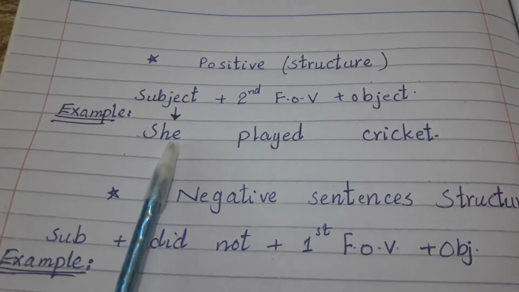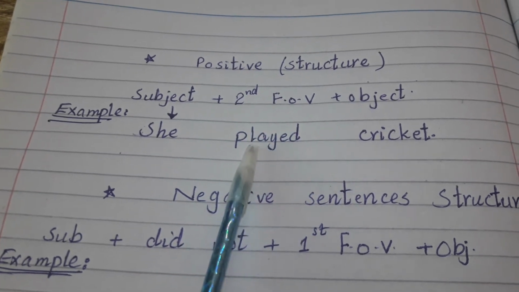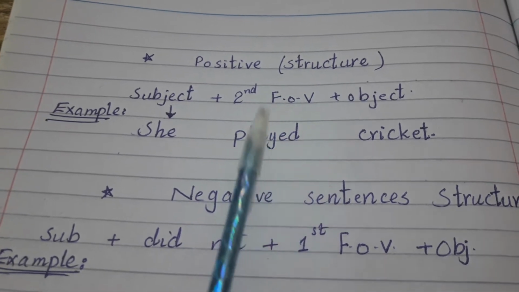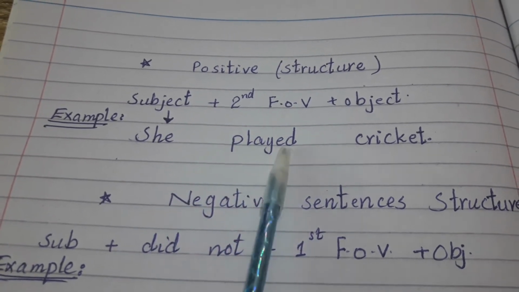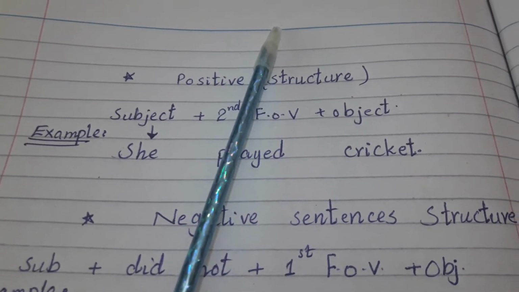For example, students, you can see here she is the subject and play is the first form of the verb, and we add ed in the end to make it the second form of the verb. So, she played, and this is the object, cricket. Let's see some more examples.